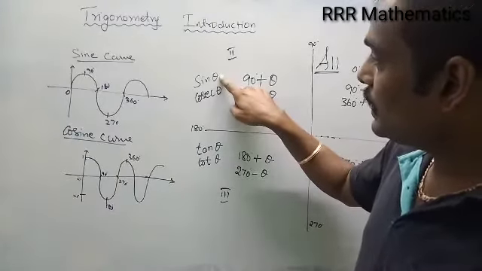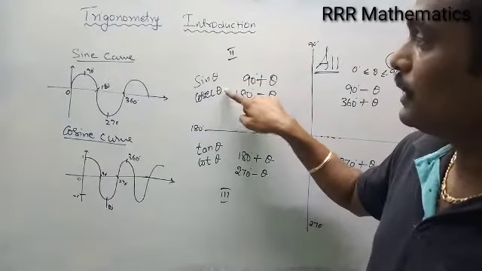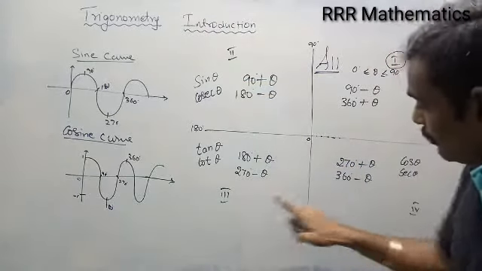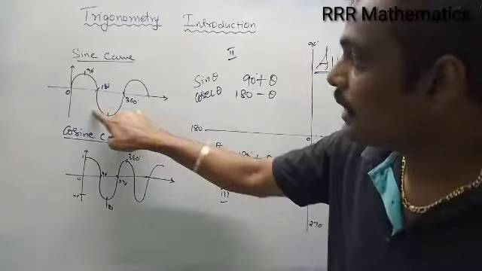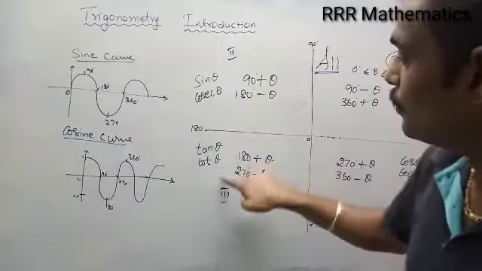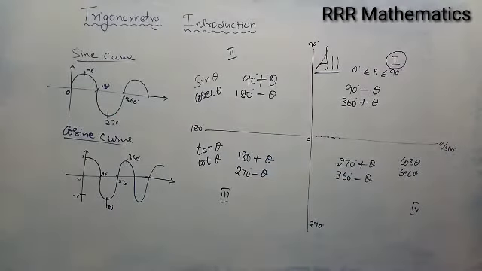So, what is sin theta in the second quadrant? Positive. Even cosecant theta is also positive. In the third and fourth quadrant, sin theta is negative. Therefore, cosecant theta is also negative. Got it? Is it clear?